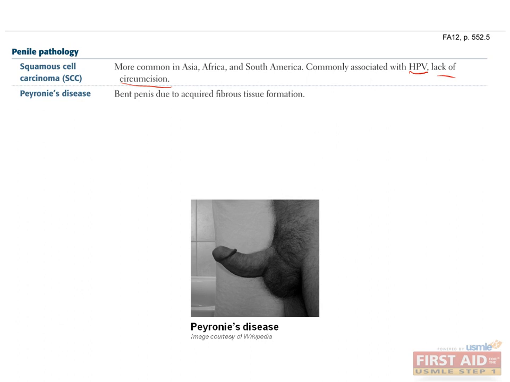As you can see, it manifests as a bent or curved shaft occurring secondary to fibrous tissue formation in the tunica albuginea. In fact, this condition is also known as chronic inflammation of the tunica albuginea.